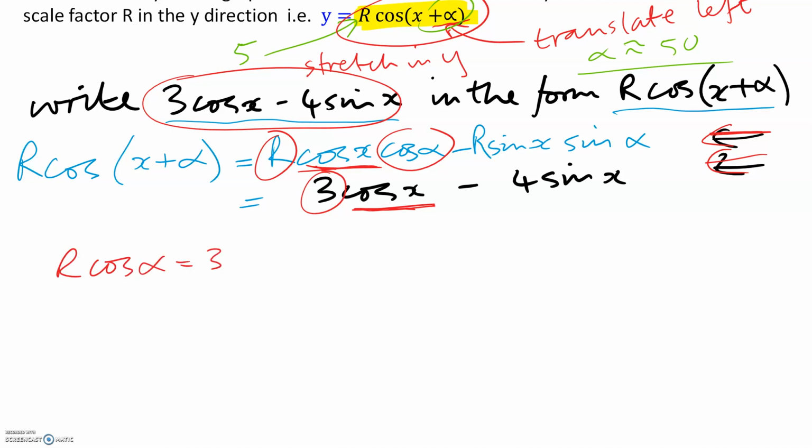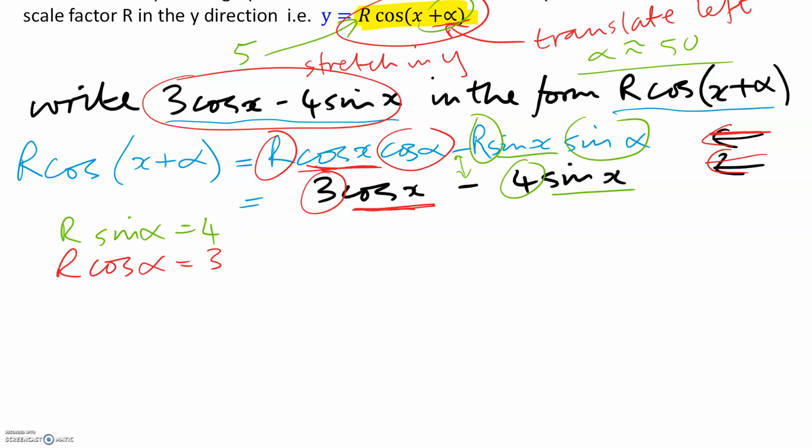And in a similar way, if we've got sine x here and sine x here, then r sine alpha must equal 4. And we don't need to put a minus because the minus is already accounted for here. So we can ignore the minus. In fact, you should never get a negative sign when you get to this stage for these questions. If you do, then you've done something wrong.